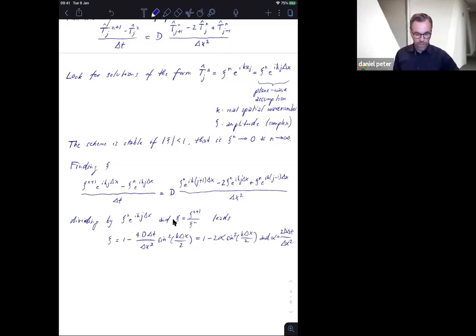So from this expression you can see that if psi has to be smaller than 1, it follows that this factor alpha, 2D delta t over delta x squared, has to be smaller than 1.